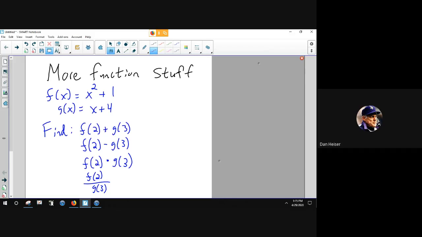Let's have some more fun with functions. Here I have two functions defined, f of x and g of x, and the task here is to find the sum of these functions, the difference of these functions, the product, and the quotient. So hit pause, take a few moments, and see if you can come up with these before I go through them.